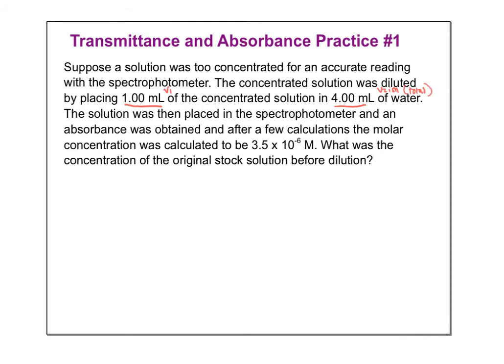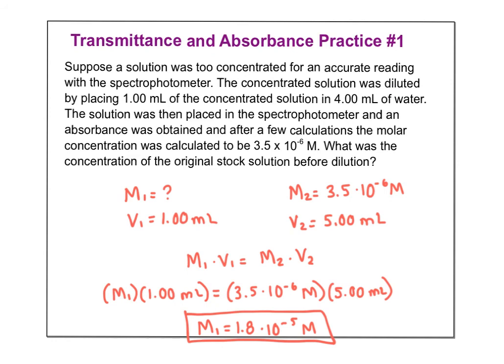Okay, that solution was then placed in the spectrophotometer and an absorbance was obtained and some calculations were done, and the molar concentration was found to be this. So after the dilution, that's our concentration. What is the original stock solution? So we are looking for M1. This looks just like an M1V1 equals M2V2 problem to me, so pause the video. You should be able to handle this on your own. All right, hopefully you got 1.8 times 10 to the negative fifth as your molarity.